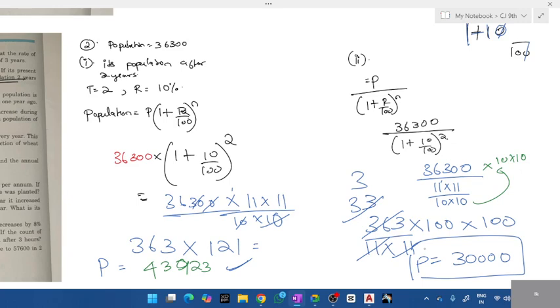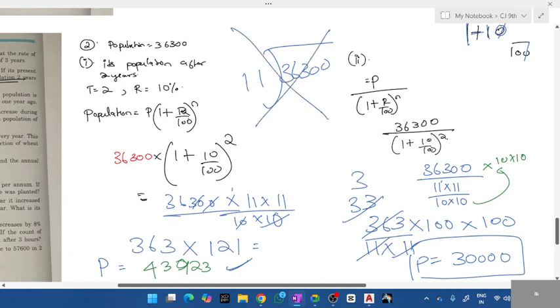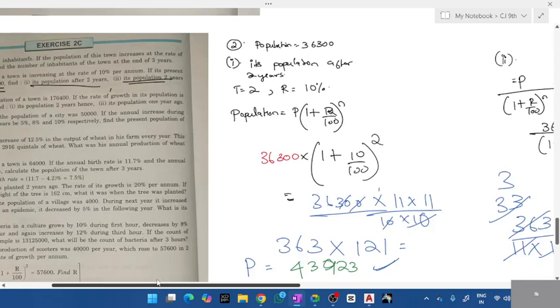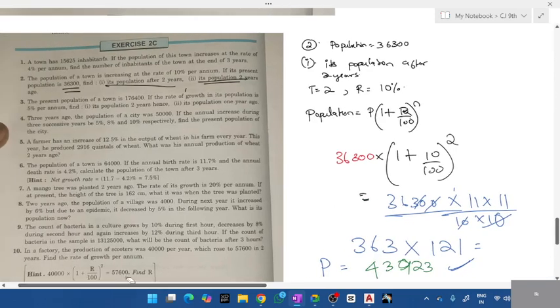Still, don't calculate like this, 5th and 6th standard students. Don't use all this method, 36,300 divided by 11. Stop doing like this. Try to do it directly. Split the values. 36,300, split it into 100. All of you got 30,000. That's it. 49,923 and 30,000 is the answer.